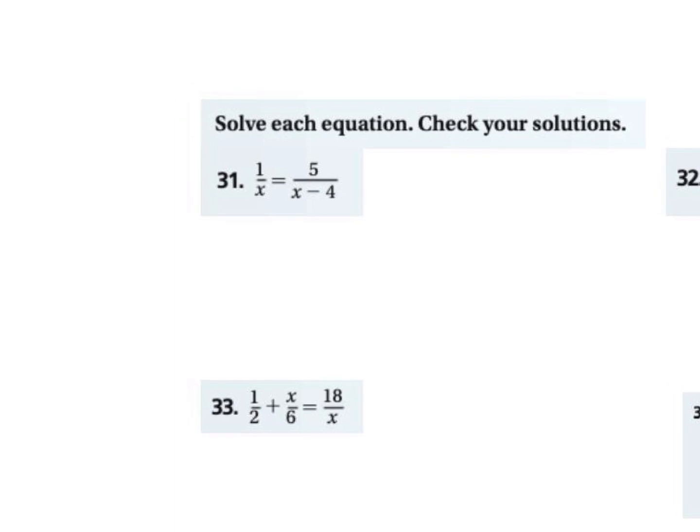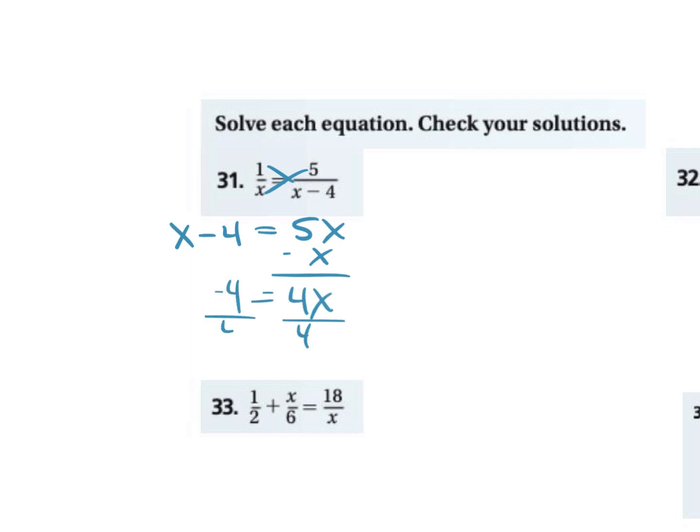What's the difference between 31 and 33? What do you do to solve 31? You cross multiply. So you get X minus 4 equals 5X. You take away an X. So 4X equals negative 4. Divide by 4. So X is negative 1. Okay, so if you can cross multiply, please cross multiply.